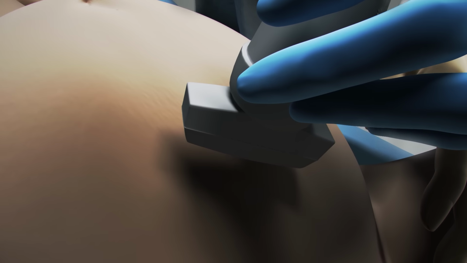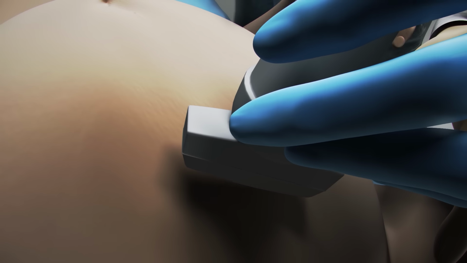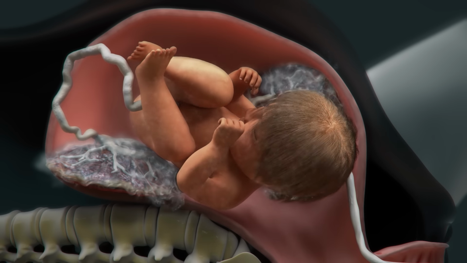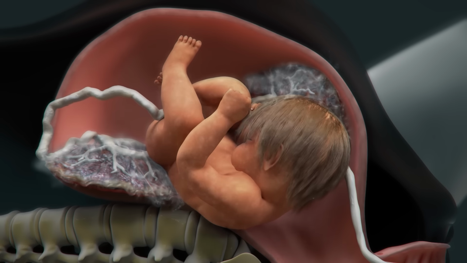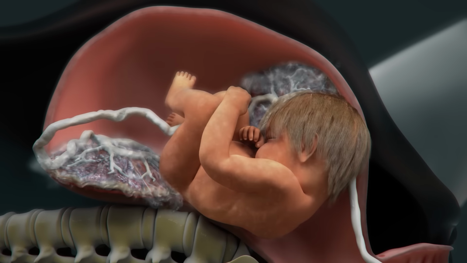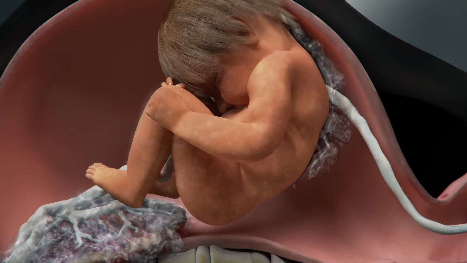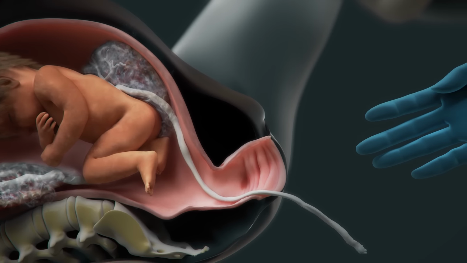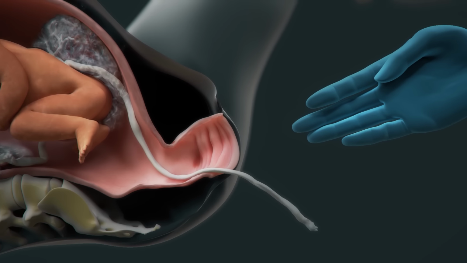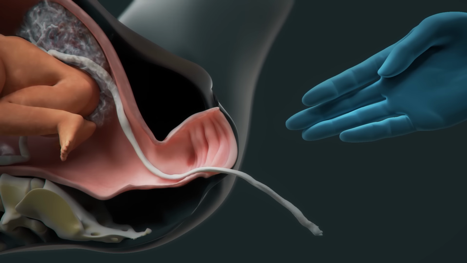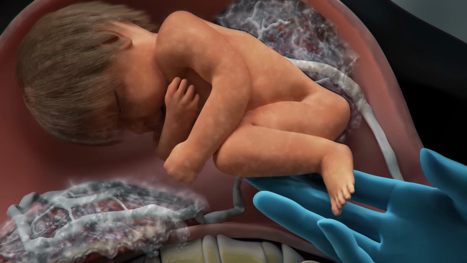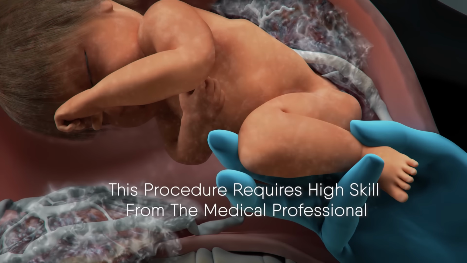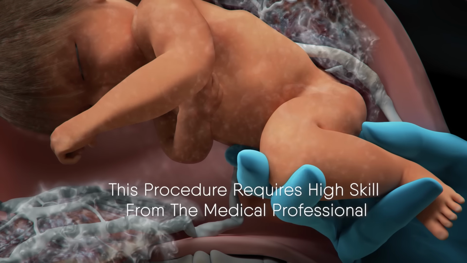After twin A's birth, doctors closely monitor twin B's position using ultrasound. With the extra space available, twin B may shift positions within the uterus. If twin B turns sideways, transverse, or breech, the doctor may attempt internal podalic version, IPV, in which the doctor inserts a hand inside the uterus to grasp the baby's feet and turn it into a breech position for delivery. This procedure requires high skill from the medical professional.